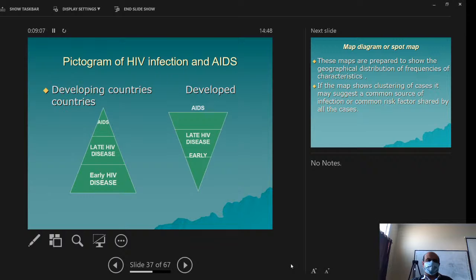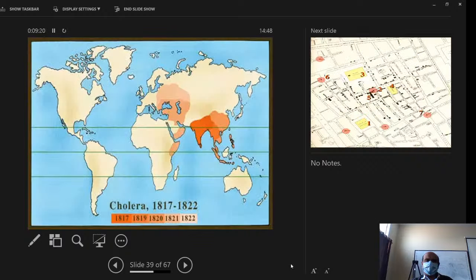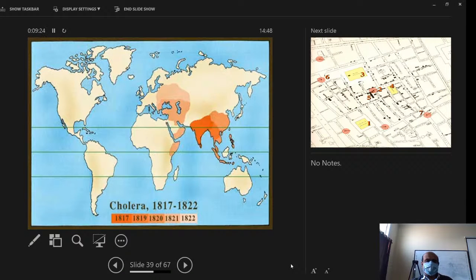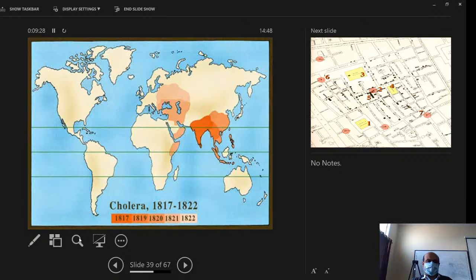The pictograms of HIV infection and AIDS, for example, in developing countries and developed countries. Right? So there are different types. Map diagrams, spot maps. This is one of the important map diagrams. We forget about the other diagrams, but we remember this.